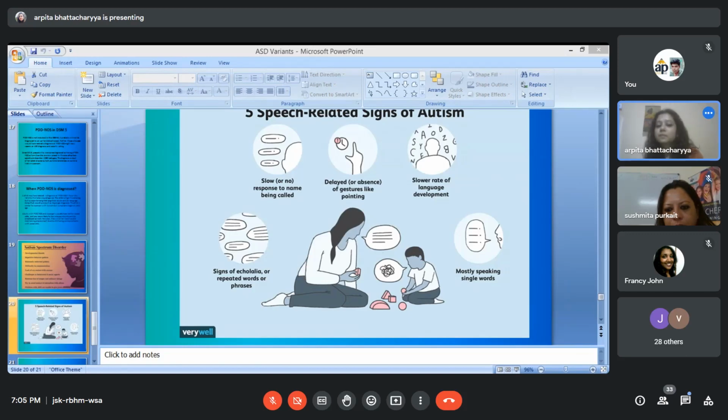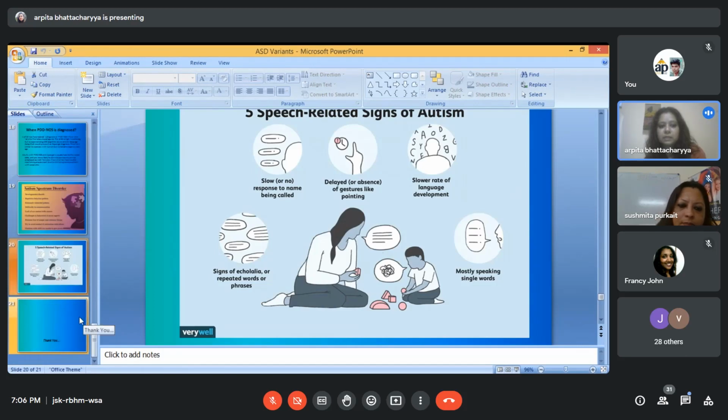Water. Picture. Dog barking. You know, these monotonous single-word expressions will come more. Those who are having speech, 50% of the population are not having speech. 50% are having, but they are having a very stereotypical pattern of speech, actually. It's not the way we converse. Okay, this is what I wanted to show you because this is important.